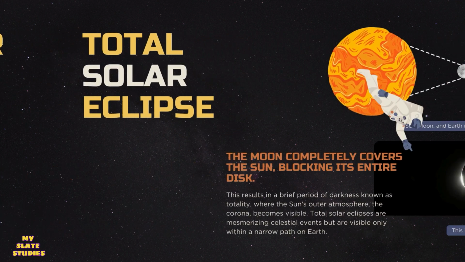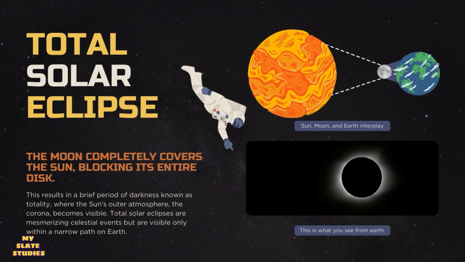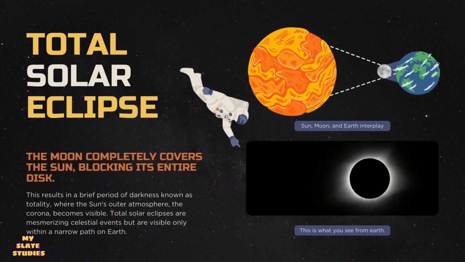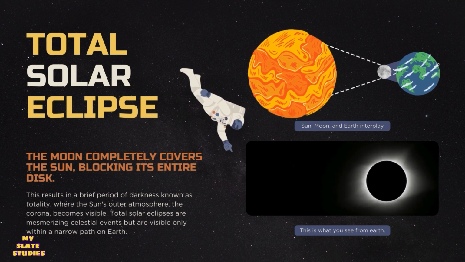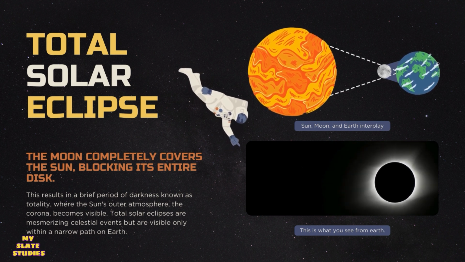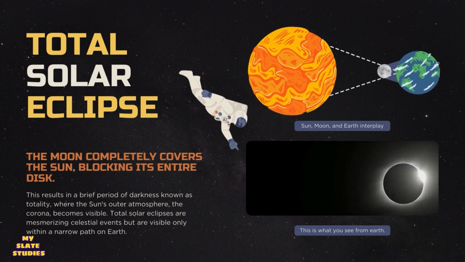In a total solar eclipse, the moon completely covers the sun, blocking its entire disk. This results in a brief period of darkness known as totality, where the sun's outer atmosphere, the corona, becomes visible. Total solar eclipses are mesmerizing celestial events, but are visible only within a narrow path on Earth.